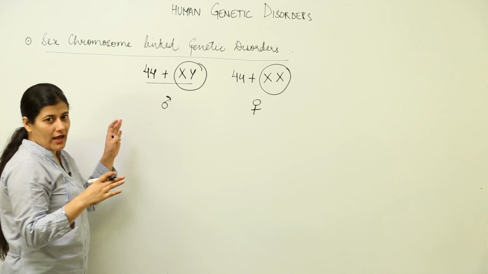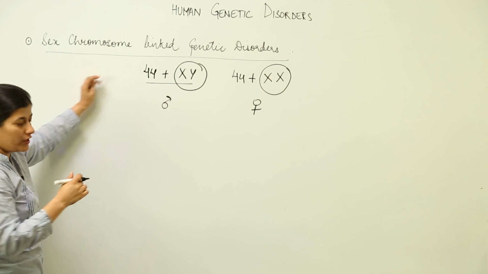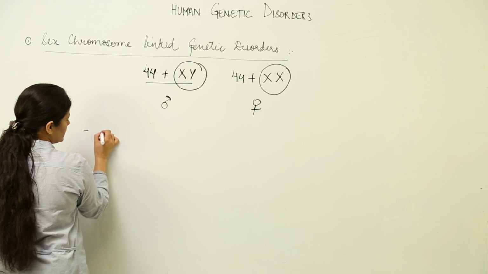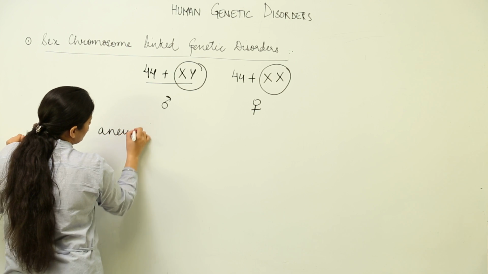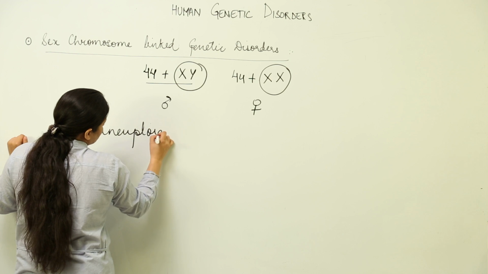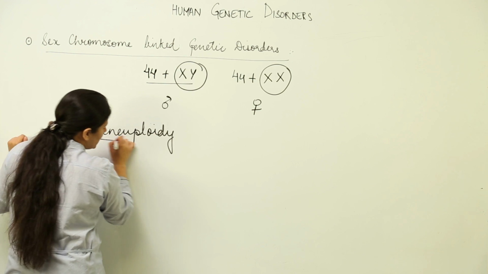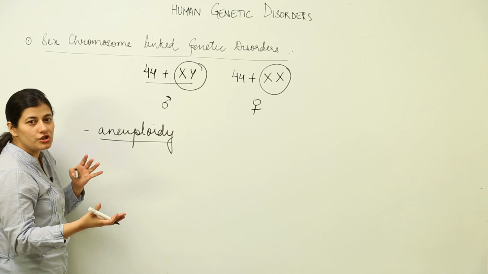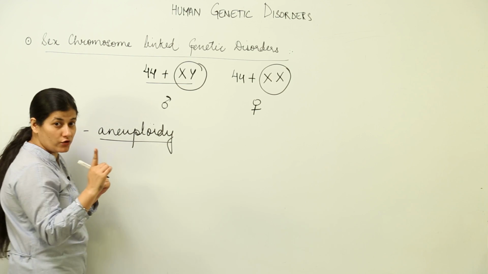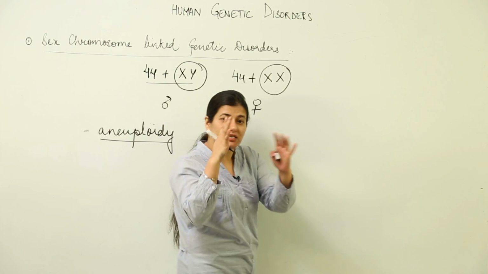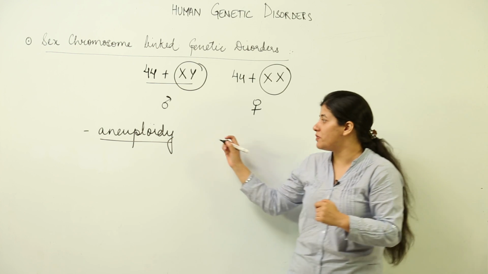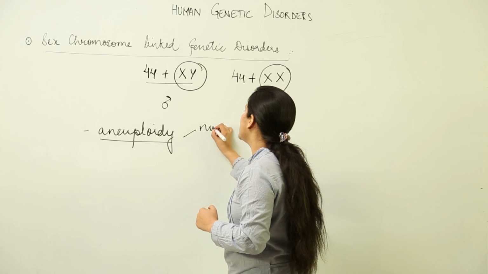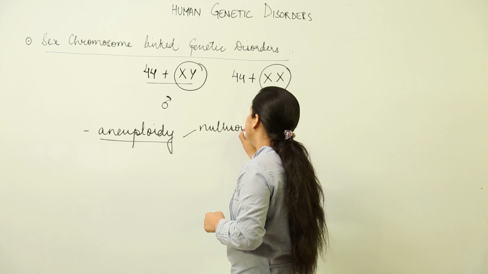Now, when we have to deal with disorders, we are going to see disorders which are the result of aneuploidy in sex chromosomes. Now, what is aneuploidy? Try to recall. It is simply addition or deletion of one chromosome, one or two, not the entire chromosomal set. It could be nullisomy or it could be trisomy.